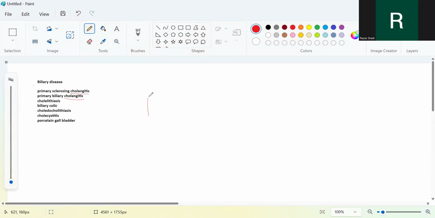We have the liver, and just below this, we have the gallbladder. In the gallbladder, there will be biliary ducts that propel the bile acids and bile salts out towards the pancreas.